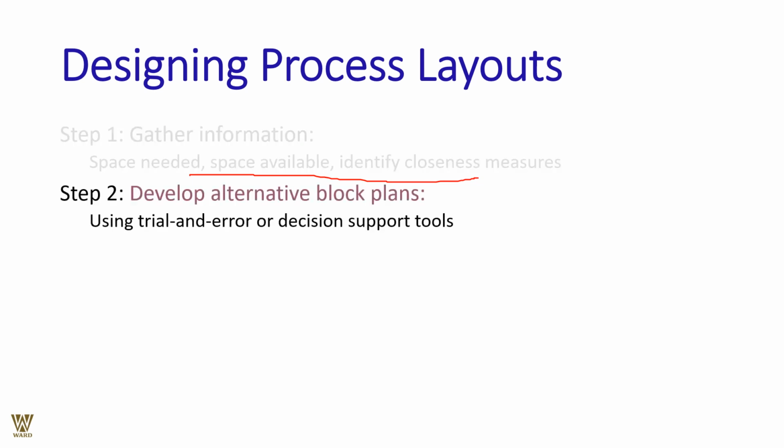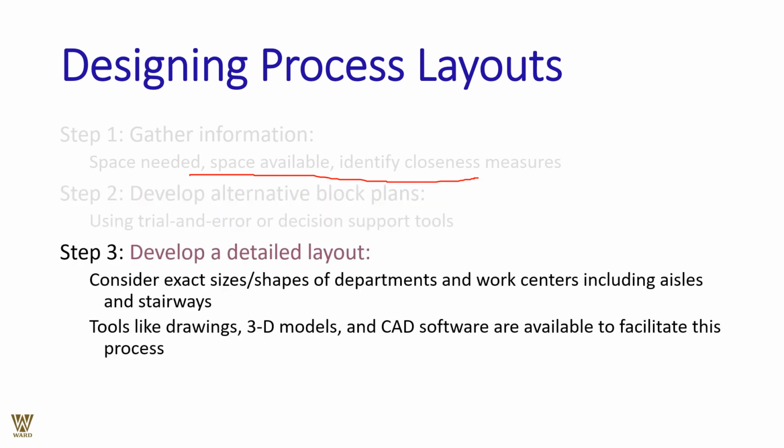Similarly, for step two, develop alternative block plans. If the space is less, can we have a multi-story building, or can we build upon the footprint with a certain number of stories added? Basically, we are looking at trial and error methods altogether. Then develop a detailed layout, considering the exact shape of a department, work centers including aisles and stairways, with the exit and entry positions that need to be considered in case of any unfortunate incident. Tools like drawings and 3D models, you need to keep in account every now and then. CAD, computer aided software, is available to facilitate this. This is what we are looking forward to.